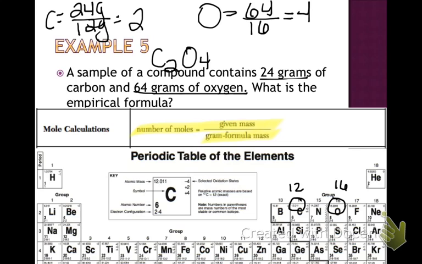Now, the question wants the empirical formula, meaning the lowest reduced whole number ratio. So we can still reduce this down to be CO2. And so this would end up being our answer. Again, this can be a little confusing, so make sure you raise your hand, wait for me to come around. If I'm working with another group, then just move on to something else that's a little bit easier.